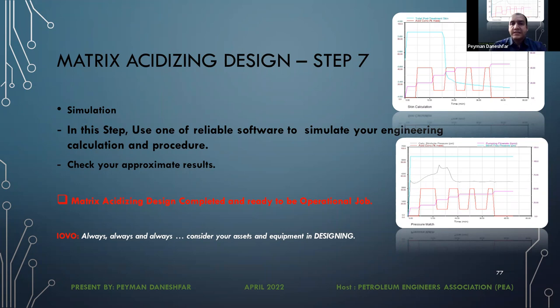And guys, you should consider, when designing the matrix, your assets. Because maybe one well is given to you and you are told, guys, design the well, design the acidizing jobs. You prepare the acidizing jobs. You need a big volume of acid, okay? But your company has a batch mixer, or a small batch mixer. It's not good, okay? Always consider all parameters.